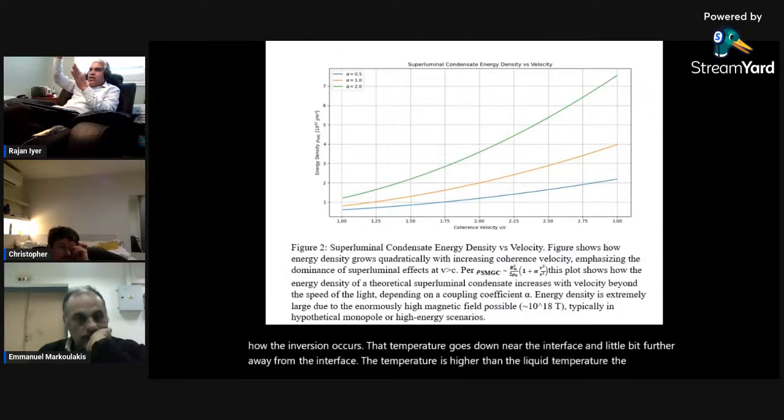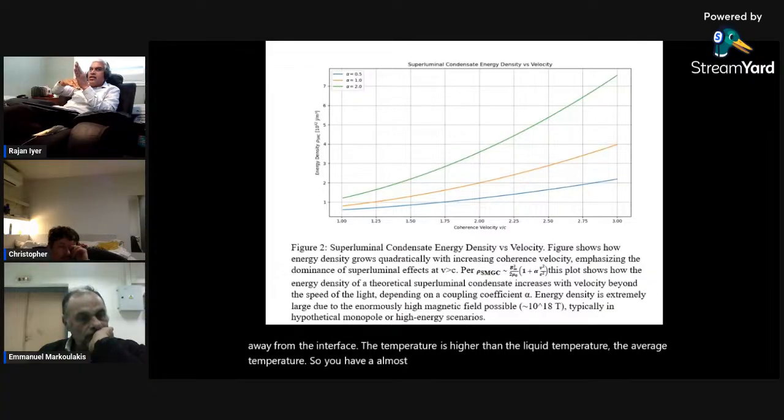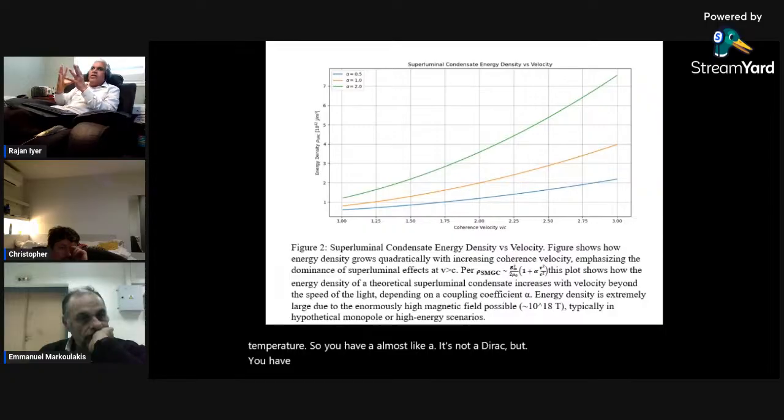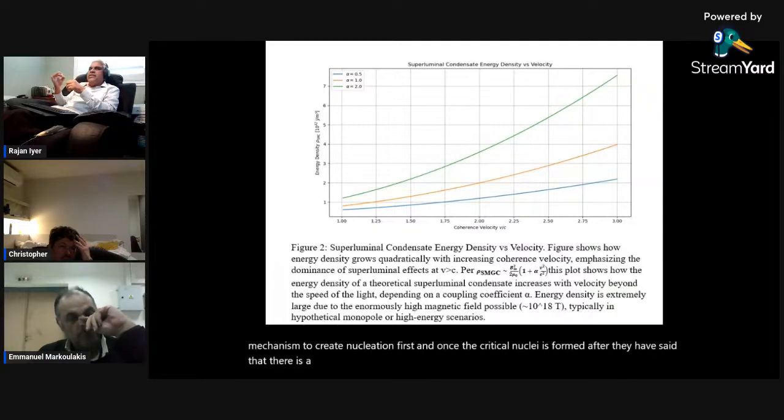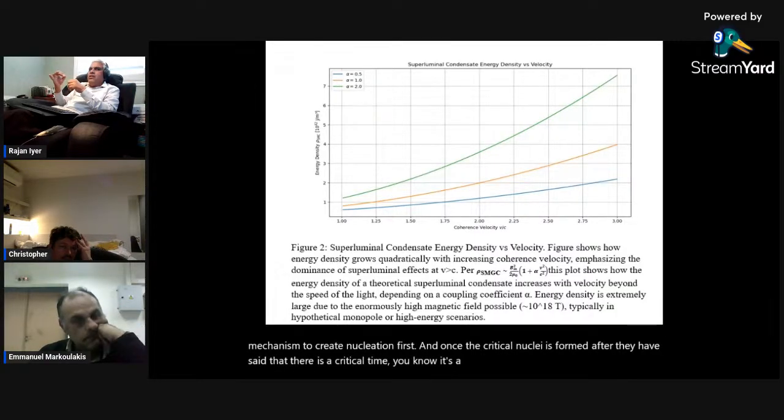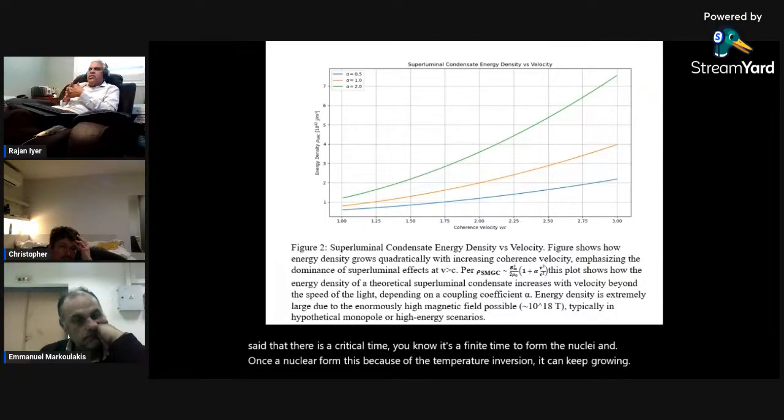So you have, almost like, not a Dirac, but a very large temperature gradient. This temperature gradient keeps driving the mechanism to create nucleation first. Once a critical nucleus is formed, after a period, and they have said there's a critical time, a finite time to form the nuclei, then because of the temperature inversion, it can keep growing. So this is how we form a single crystal, right?